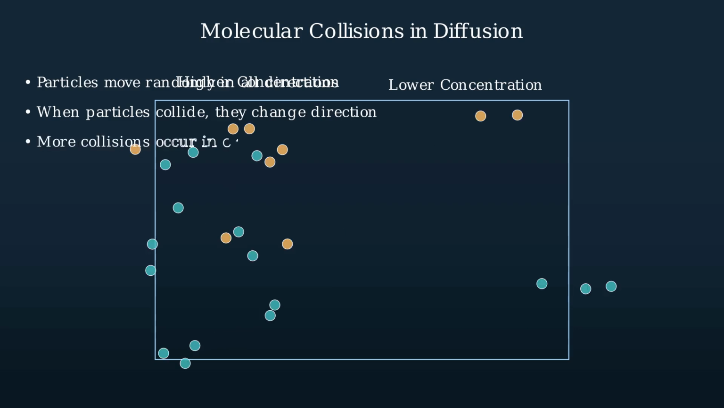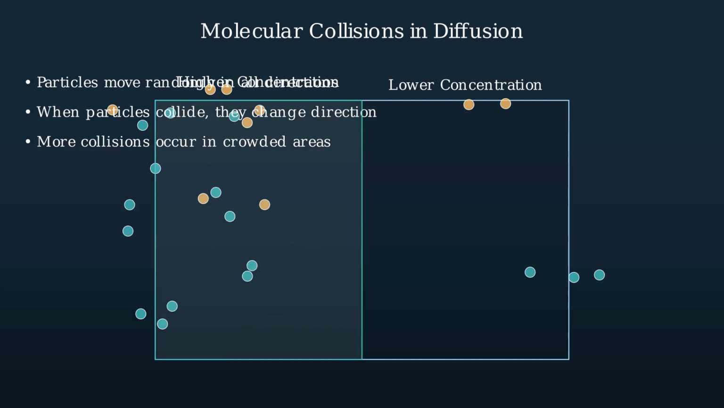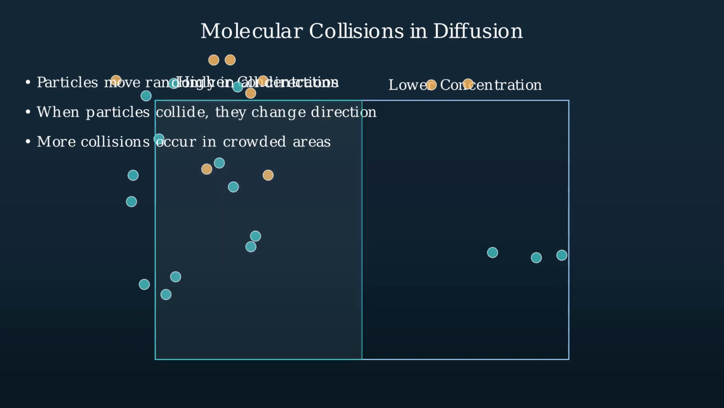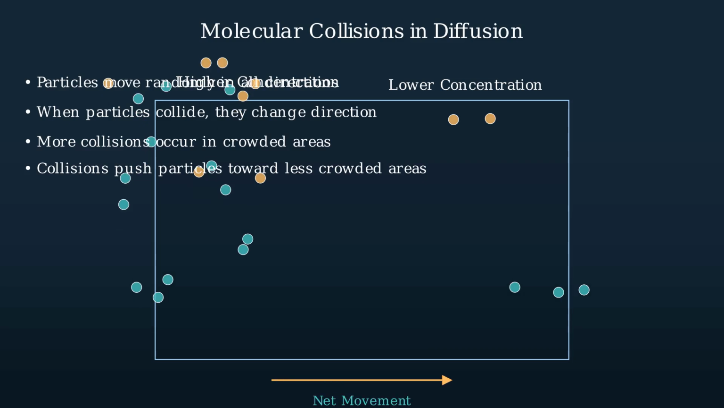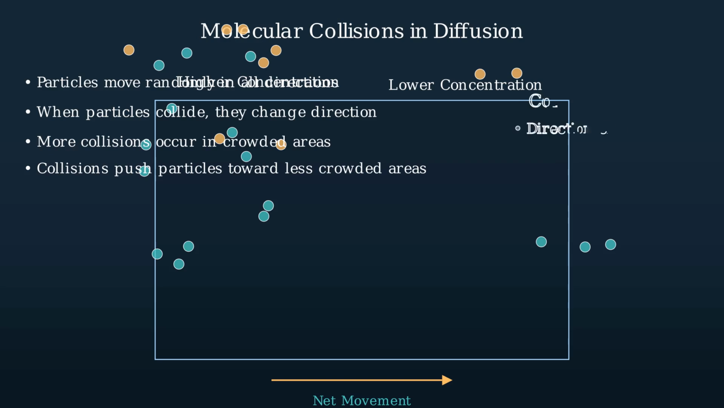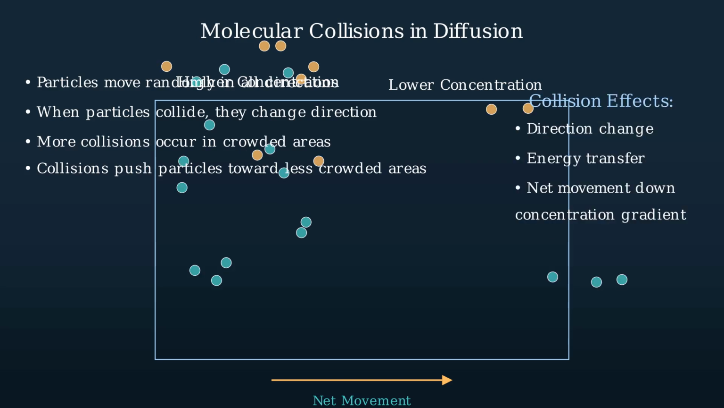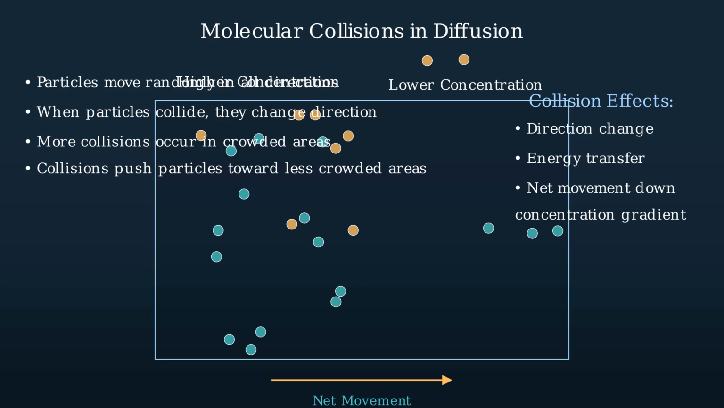In areas of higher concentration, particles are closer together, leading to more frequent collisions. These collisions push particles toward less crowded areas, creating a net movement down the concentration gradient. When particles collide, several effects occur. They change direction, transfer energy, and contribute to the overall movement from high to low concentration.